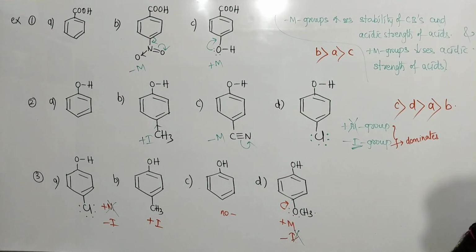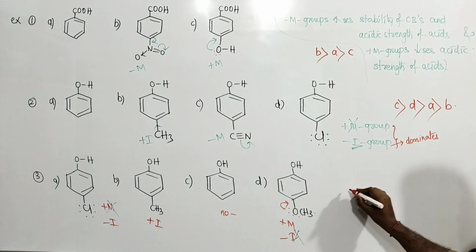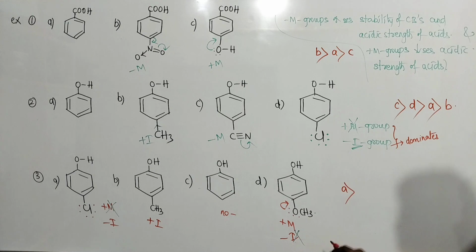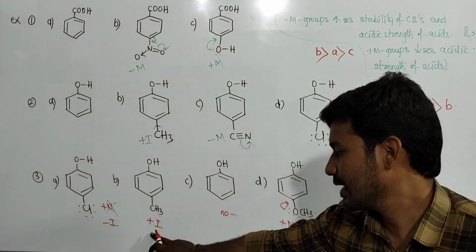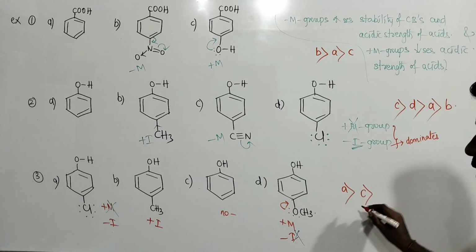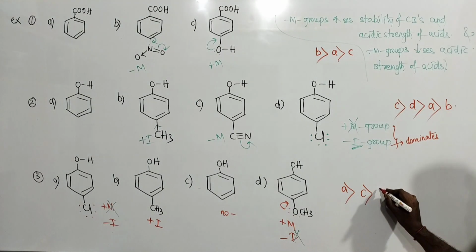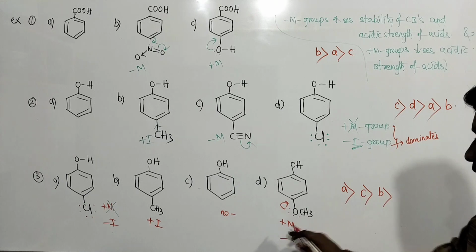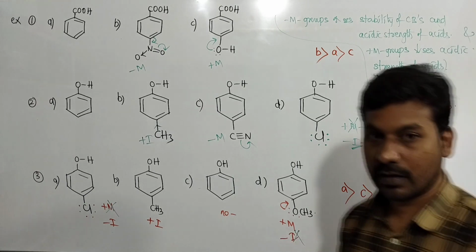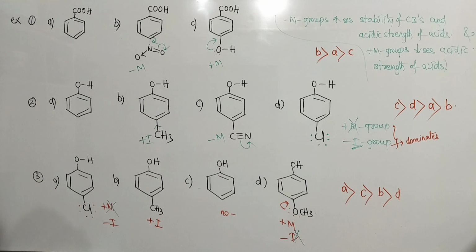So which groups increases acidic strength of acids? Minus I groups. So this is definitely A strong acid, then no effect to plus I unfavorable, plus M unfavorable. No effect is better. C plus I plus M. Plus I better effect, so then plus M more unstable. Like this, acidic strength of acids. Take this one.